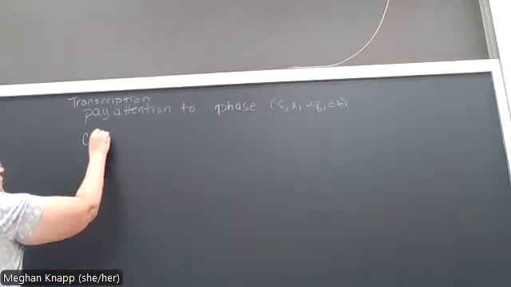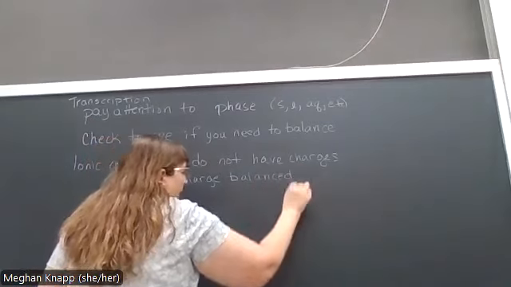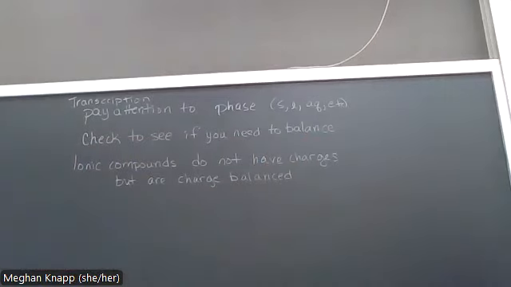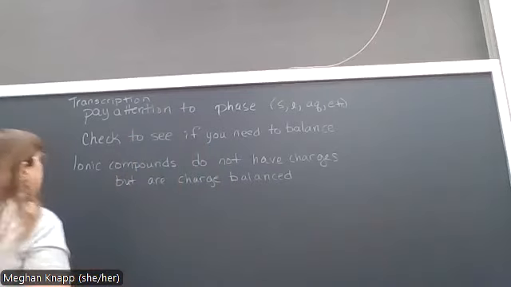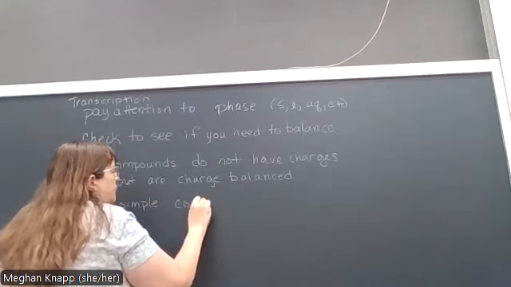You want to see if the question asks you to balance. And probably the biggest mistake that I see is with ionic compounds. We don't write the charges in the ionic compounds because they're supposed to be neutralized, but you have to make sure the cations and the anions, remember the cations are positive, the anions are negative, you have to make sure all of those positives and negatives cancel each other out. And then there are some simple covalent compounds you should know.